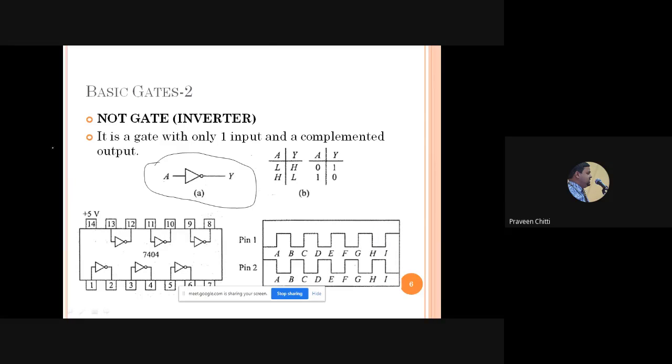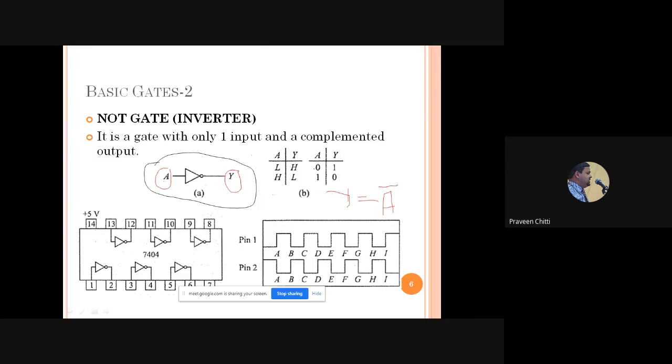Where you can see that it has a single input. A is the input and Y is the output. And how are the output and input related? Here the output Y is written as Y is equal to the complement of A. So Y is the output, A is the input, so Y is equal to complement of A, that is the NOT gate. Here the truth table is shown, A input, Y output.